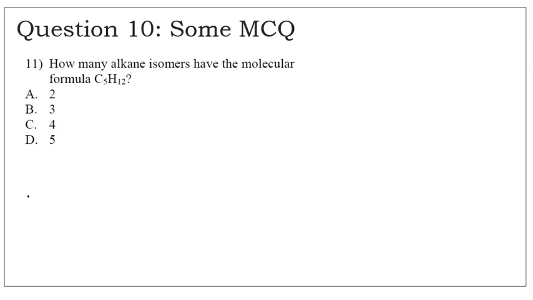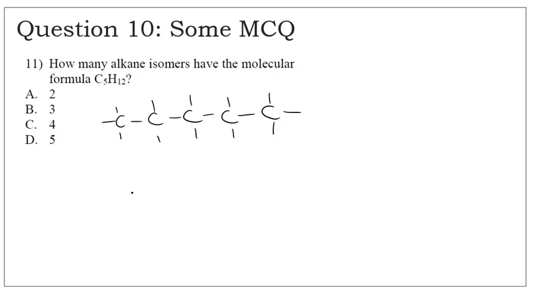How many alkane isomers have the molecular formula? Alright, alkane isomers mean that all the isomers must contain only single carbon-carbon bonds. With isomers, you want to draw it out, and once you get very good at drawing skeletal structures, it's a lot faster. But for the sake of clarity, I'm just going to draw this so that everything is hydrogen.